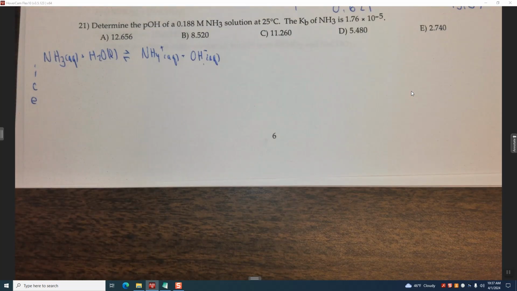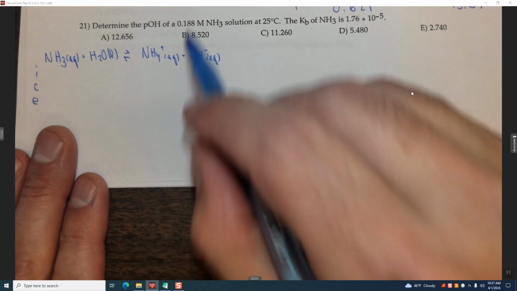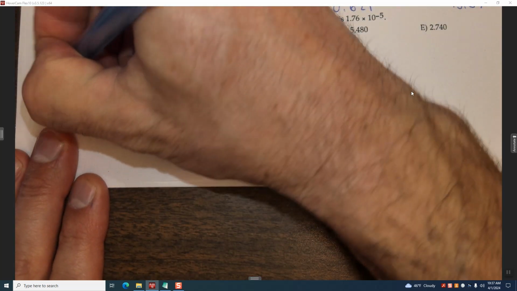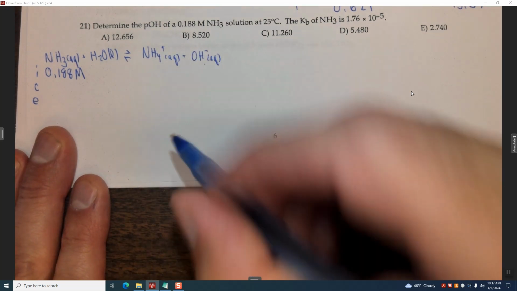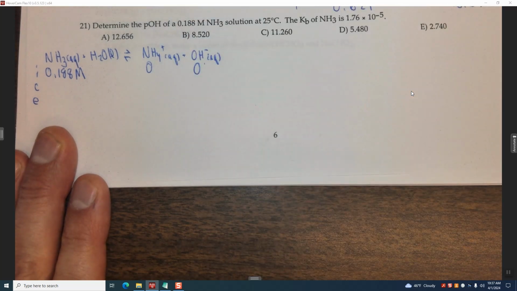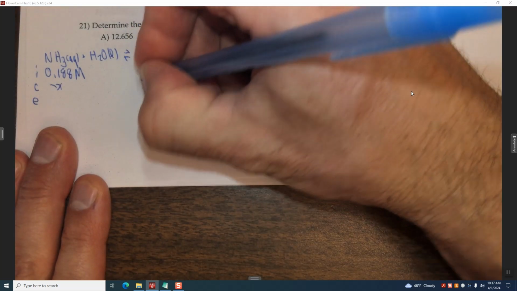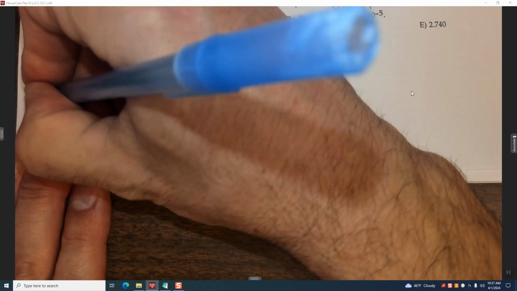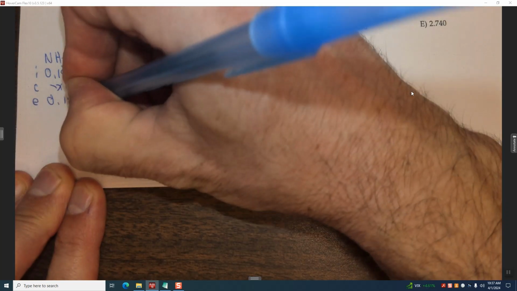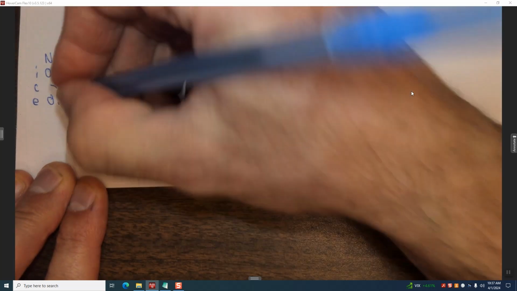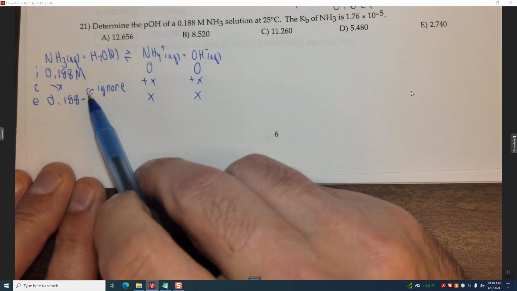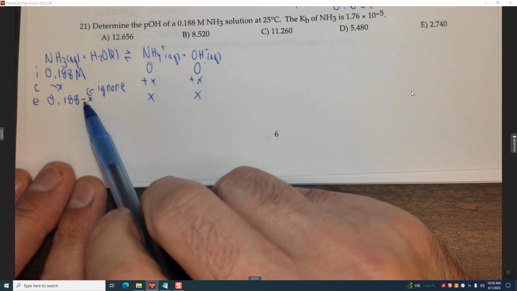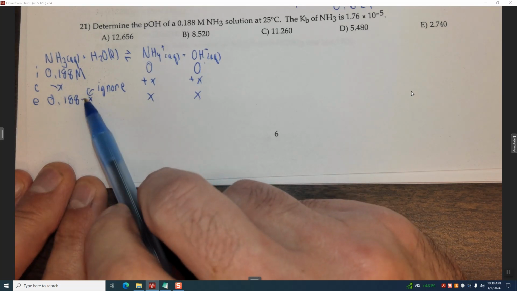We're going to do an ice table. This is very similar to the previous problem, number 19, except now we have a base. The initial concentration of our ammonia is 0.188 molar. The initial concentrations of the NH4 plus and the OH minus, which is what we care about because it affects the pH, are both 0. We're going to lose X of this and gain X of each of those, and we're going to end up with 0.188 minus X, X, and X. We're going to ignore this X because 0.188 is going to be way more than X, so X is going to be way less than 5% of it.